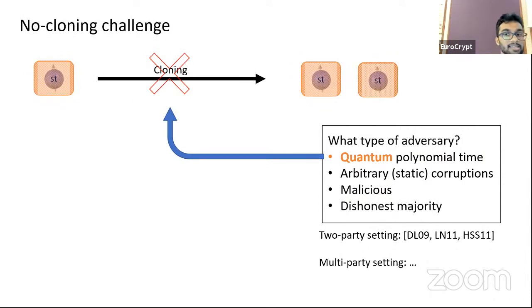The main challenge lies in working against quantum polynomial time adversaries because of the no-cloning theorem, which states that given an arbitrary quantum state, you cannot make two copies of it. And this creates challenges in simulation techniques.